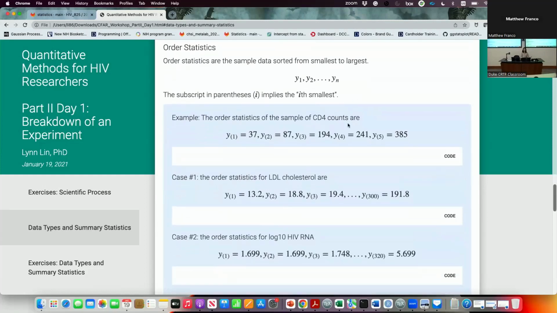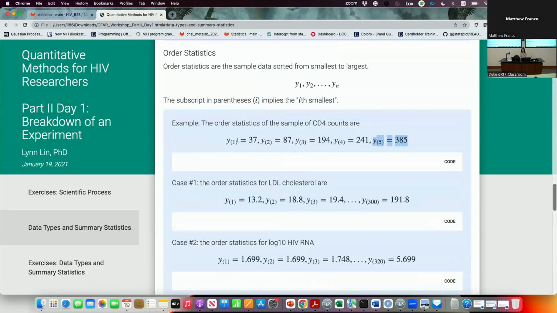And so to differentiate between the natural 1, meaning the recording for the first person, and 2, the recording for the second person, they use parentheses to indicate this is the ith smallest sample value. So for example, y(1), adding this parenthesis, means the first smallest, the minimum value of this sample. And because we only have n equals 5, y(5) within the parentheses will be the largest, the maximum value in this sample.